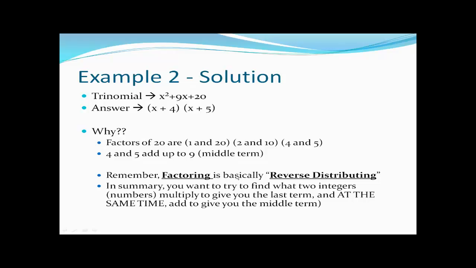Remember that factoring is basically reverse distributing. In summary, you want to try to find what two numbers or integers multiply to give you the last term, and at the same time add to give you the middle term. So again, in this example, 4 times 5 gives me 20, but 4 plus 5 gives me 9. That's factoring.